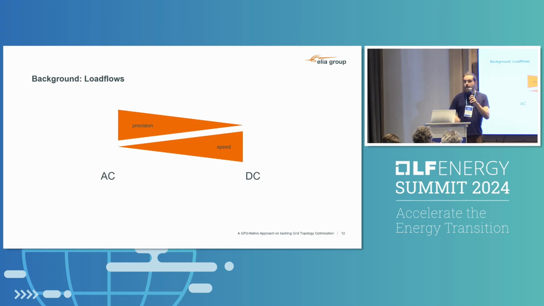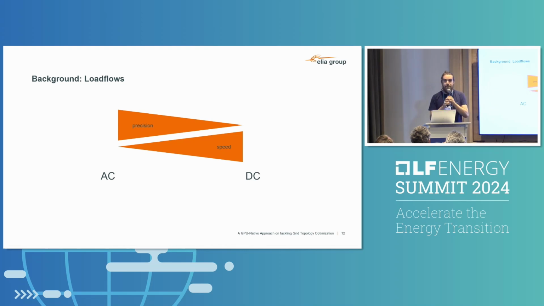Then there was the idea of, okay, we might have some scenarios where we can trade a little bit. We can trade some precision for computation speed. And the DC load flow computation was invented. The naming is a little bit misleading because it's actually a linearization of the AC load flows. The math just looks like DC, but it's actually still AC load flow computations. They are just called DC. Don't ask me why.